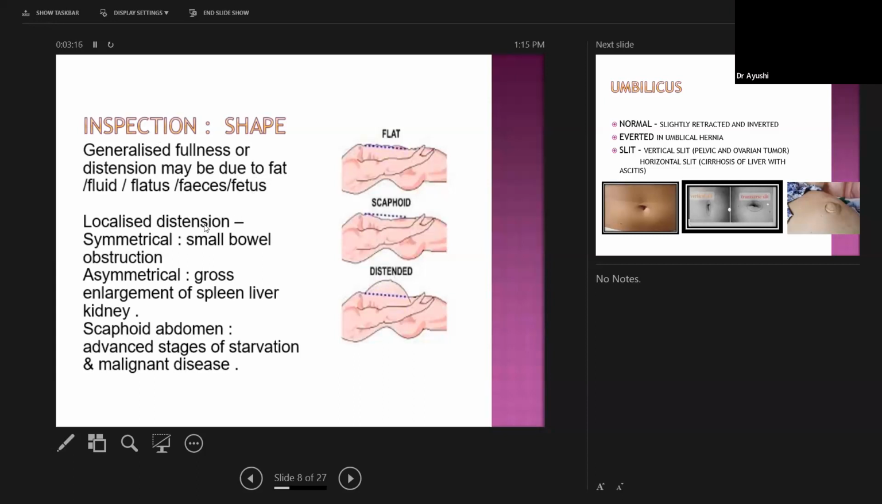In localized distension, it may be symmetrical or asymmetrical. Symmetrical localized distension may be because of some small bowel obstruction, and asymmetrical may be because of gross enlargement of spleen or liver or kidney. Scaphoid abdomen, as we can see in the diagram, is seen in advanced stages of starvation and malignant diseases.